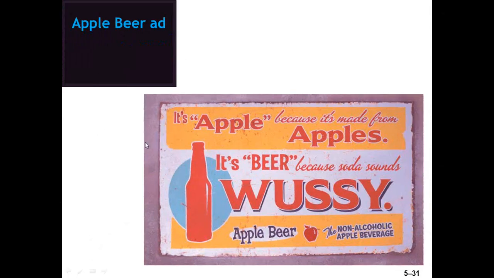Here is an apple beer ad. Some people don't drink alcohol, but they prefer non-alcoholic beverages similar to beer. It's beer because soda sounds wussy. So it's apple beer, made from apples.